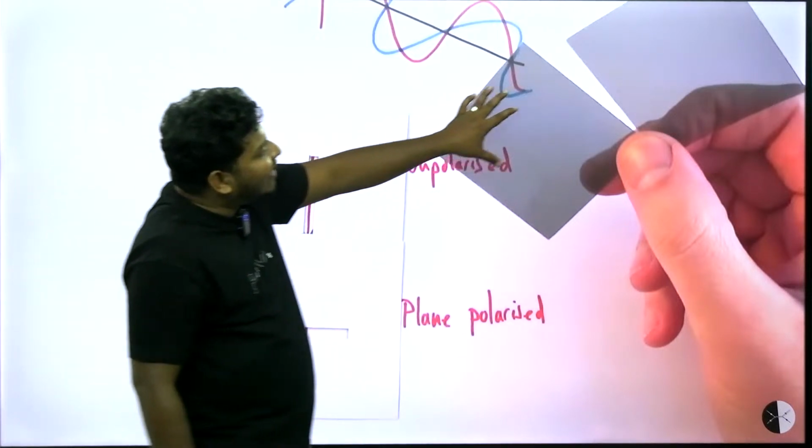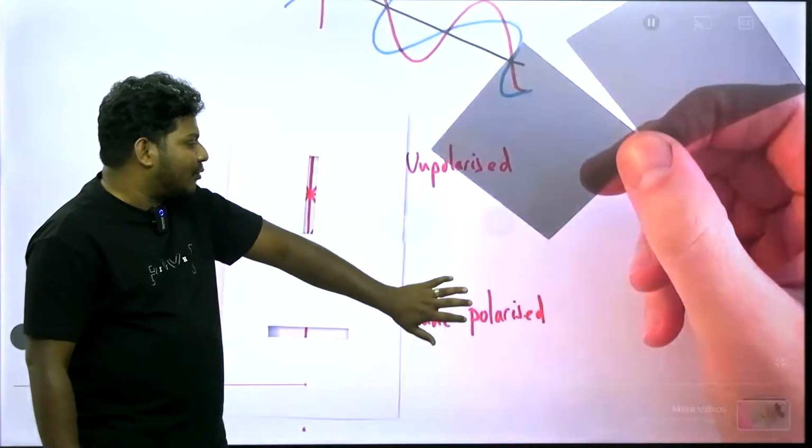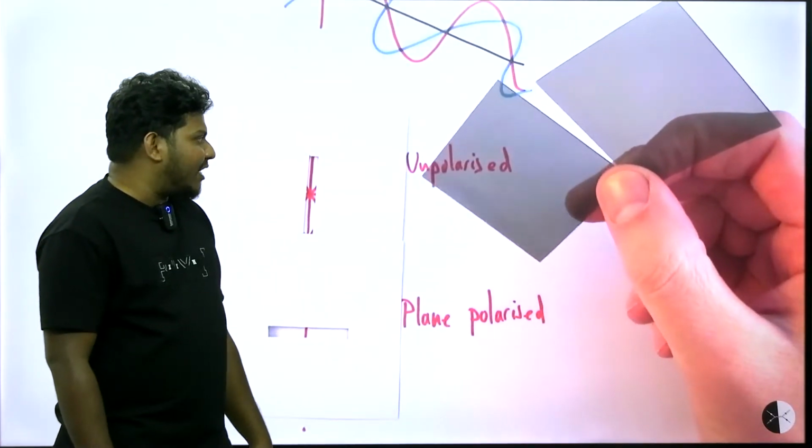So I'm taking two polarized papers here. What I'm going to do here is, look at this one.